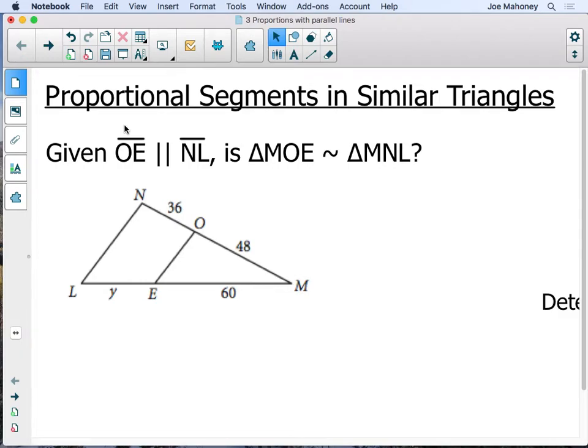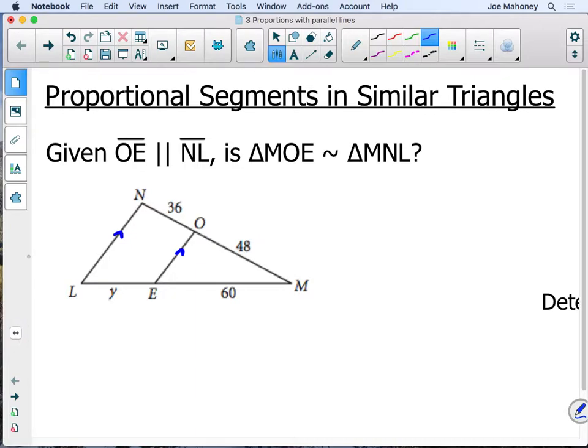So now we've got some similar triangles, and we know that in similar triangles, we can create sides that are proportional. So some cool things happen when we have some parallels drawn and things like that. The first thing is, if side OE is parallel to side NL, are these two triangles similar? Is triangle MOE and MNL similar to each other? Well, let's think about it.